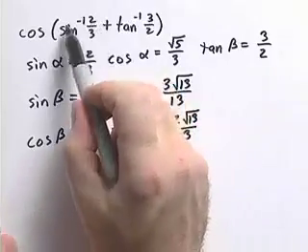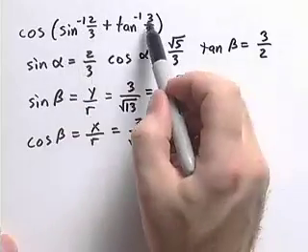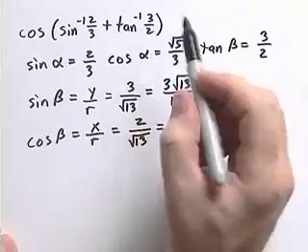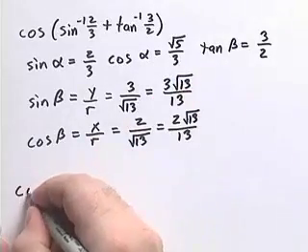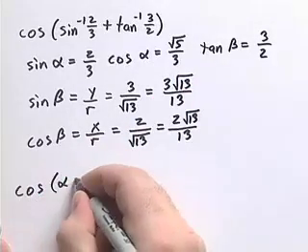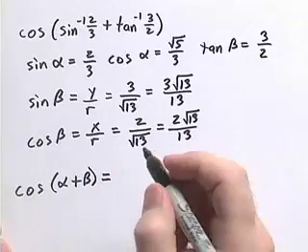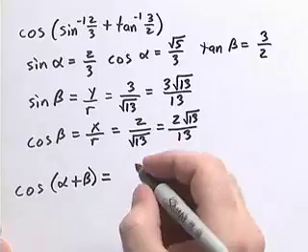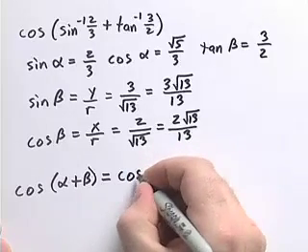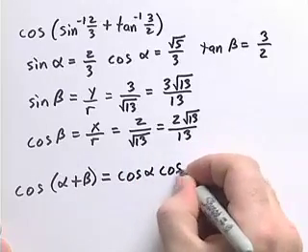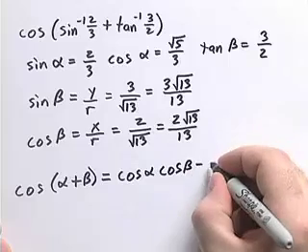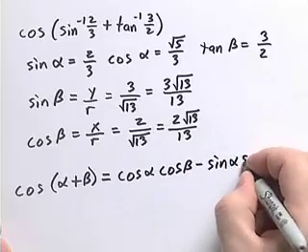And remember that we defined the sine inverse of 2/3 to be alpha, tangent inverse of 3/2 was beta. So what we're really looking for is the cosine of alpha plus beta. We're going to use the sum rule for cosine to rewrite this as cosine alpha cosine beta minus sine alpha sine beta.